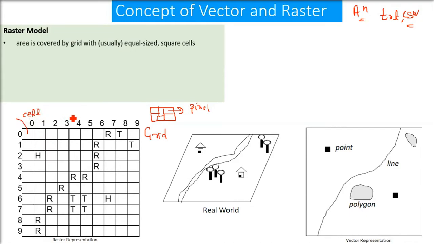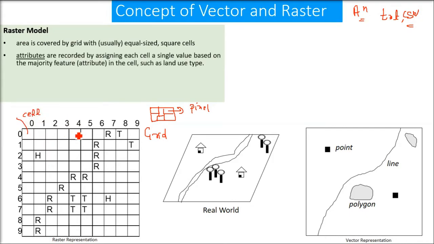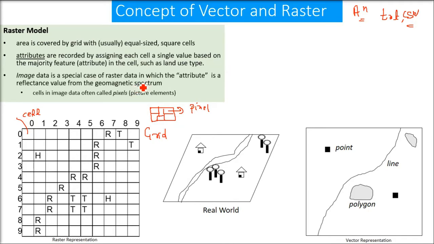One of these I am calling a cell. There are a number of cells, because now the resolution has increased, and the attributes are recorded by assigning each cell a single value, which can be based on the majority feature. For example, one cell can have a brightness value or a digital number. Image data is a special form of this raster data. It is also an attribute. Basically, an image is showing the picture, and the picture comes about because of the brightness values.